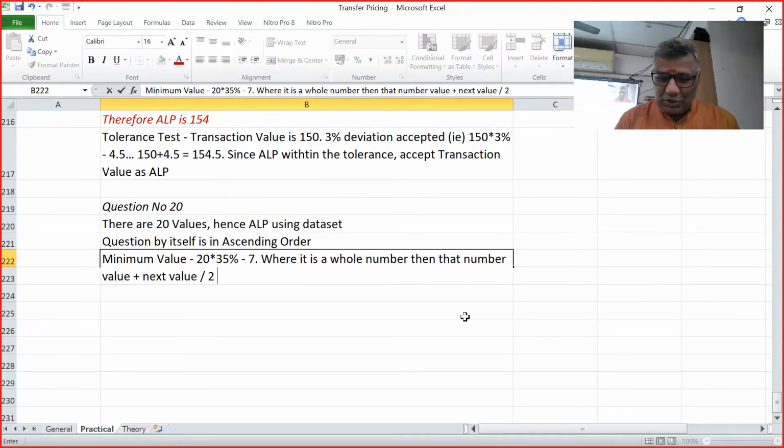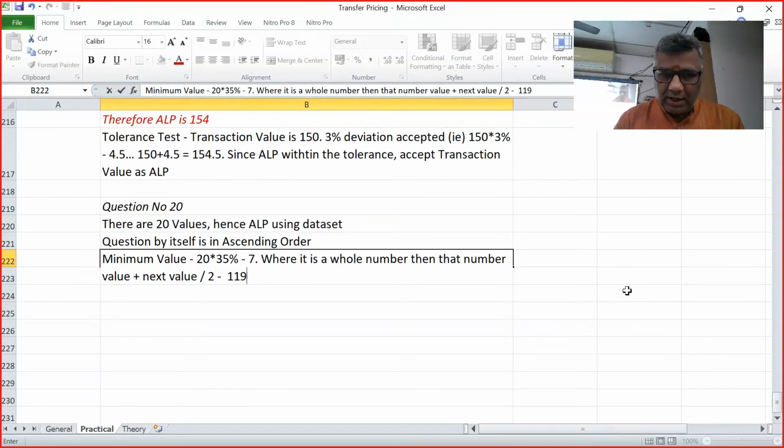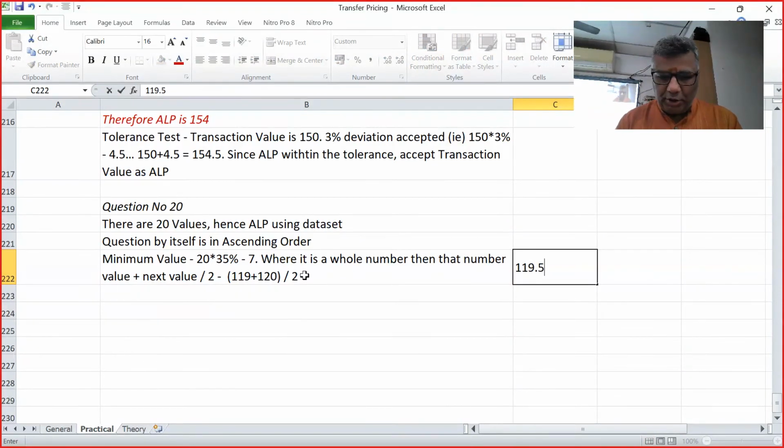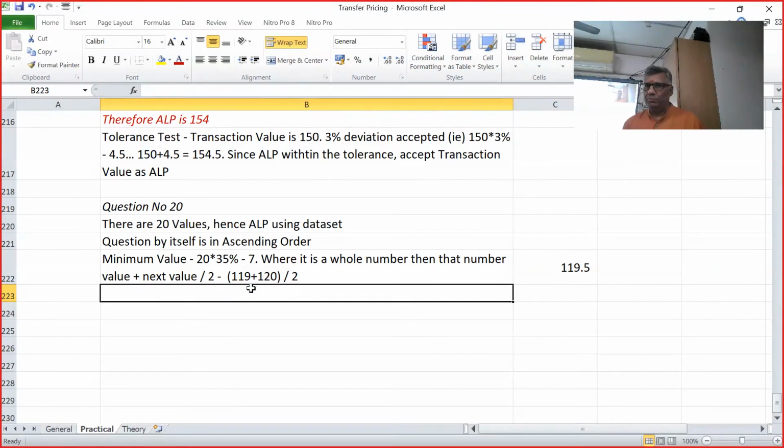Okay, so 7th value: 1, 2, 3, 4, 5, 6, 7. 119 plus 120 divided by 2. How much it comes to? 119.5.